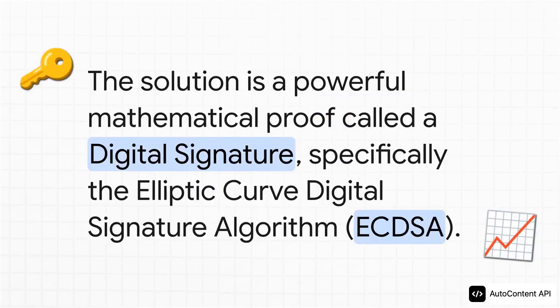The solution, as it turns out, is some seriously clever math. It's something called a digital signature. And we're going to get specific, looking at the exact method that secures huge networks like Ethereum. It's called the elliptic curve digital signature algorithm. Yeah, I know, it sounds like a real mouthful, but trust me, the ideas behind it are actually pretty elegant.